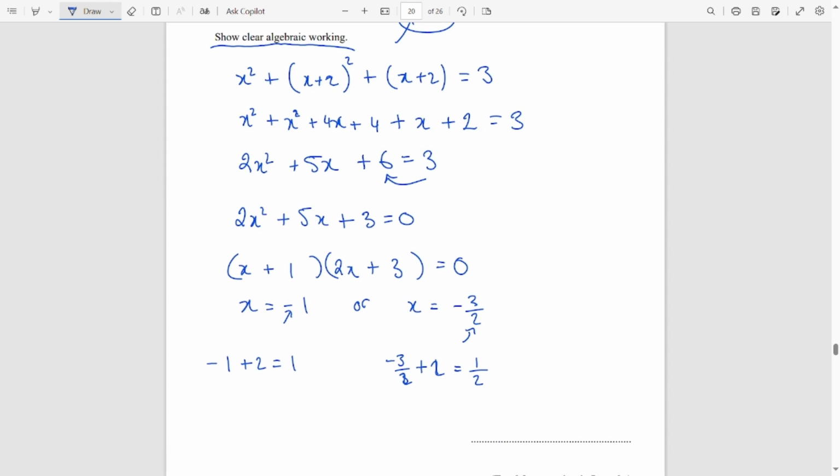And then just to make it super clear that you know what goes with what, you can write these as a coordinate, or you could kind of summarize. You could say x equals minus 1, y equals 1, and x equals minus 3 over 2, y is equal to a half, because they will just want to check that you know which pair goes together.